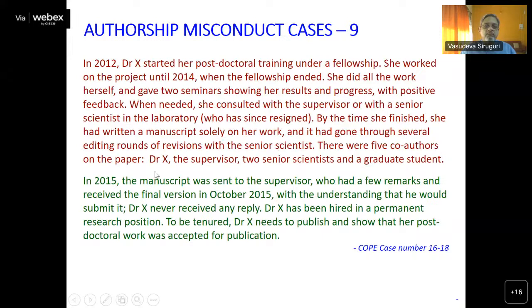There were 5 co-authors on the paper: the supervisor, 2 senior scientists, and a graduate student. So the manuscript was sent to the supervisor, who had a remark, etc., with the understanding that he would submit it. But then this postdoc never received any reply from the supervisor. And presently, the person has been hired in a permanent research position, which requires that she publish at least one paper, and that is hanging in the balance.